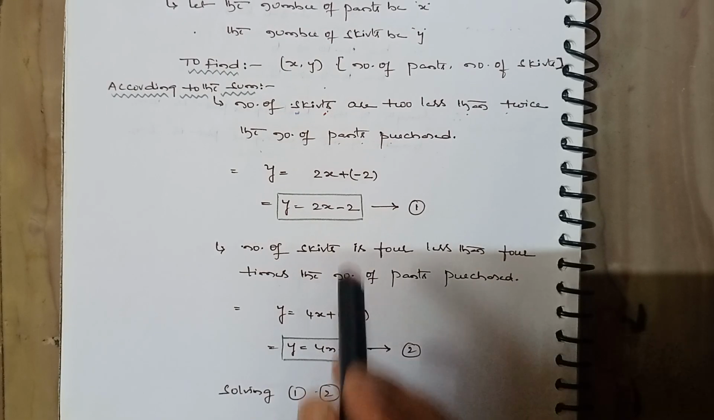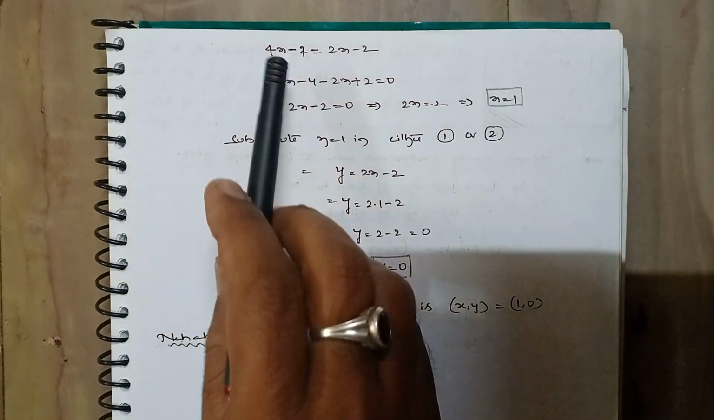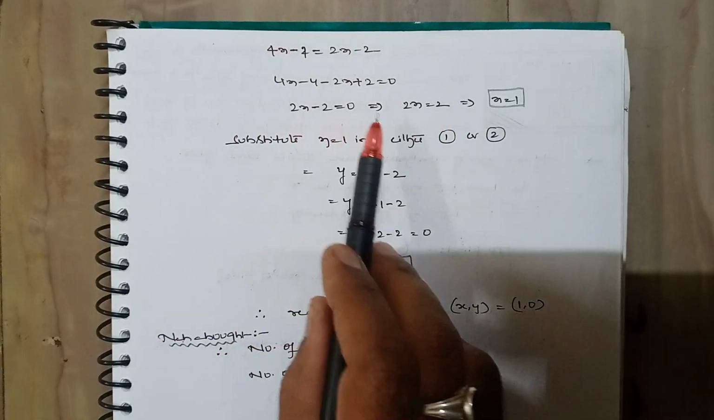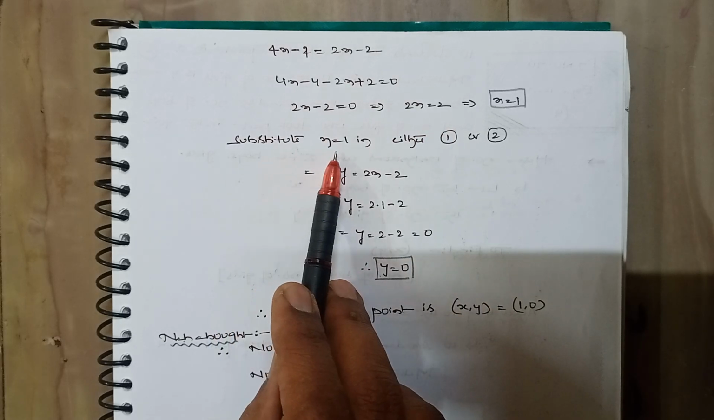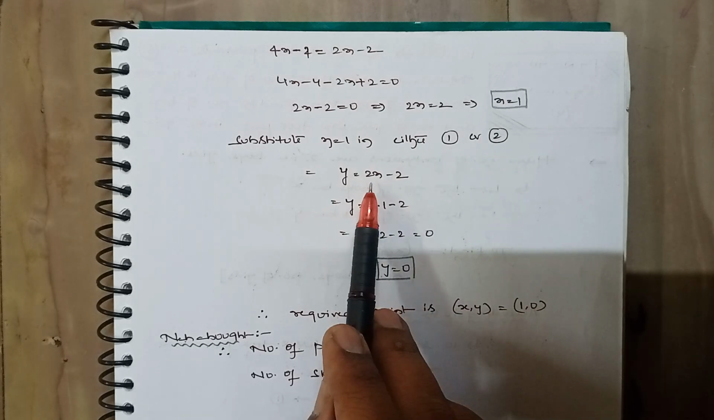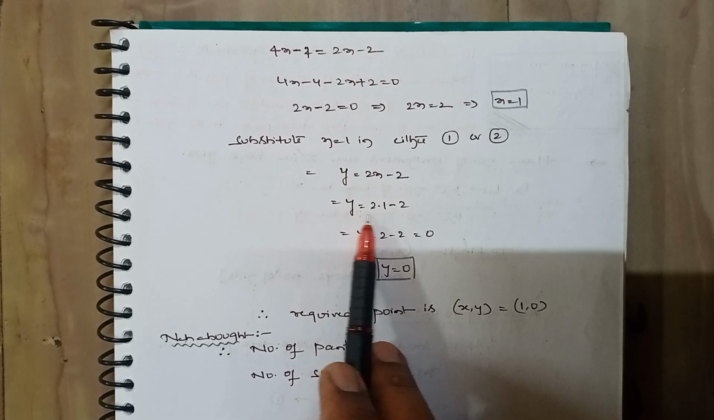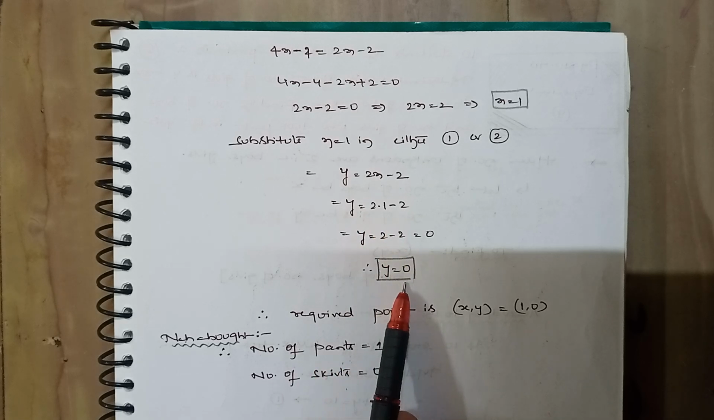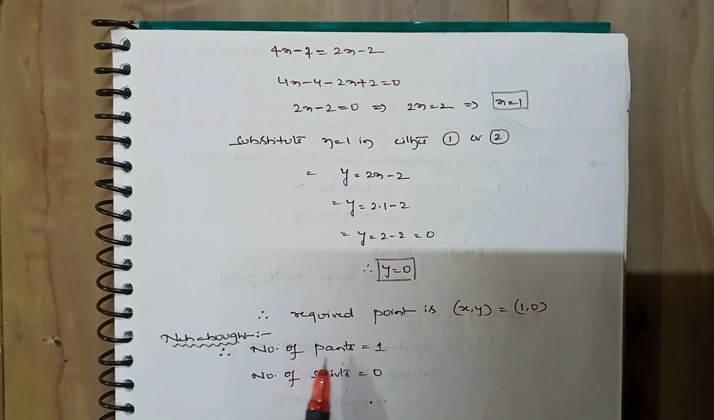So from 1 and 2, equating 1 and 2, guys, find the value of x. So we get x equal to 1. Substitute x equal to 1 in either 1 or 2. Substituting x equal to 1 in y equal to 2x minus 2, or any one, we get y equal to 0, guys. Therefore the required point is (1, 0). Therefore number of pants is 1, number of skirts is 0.